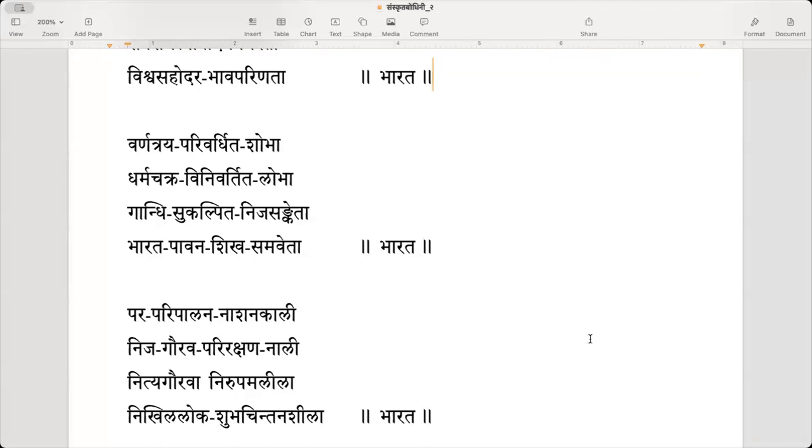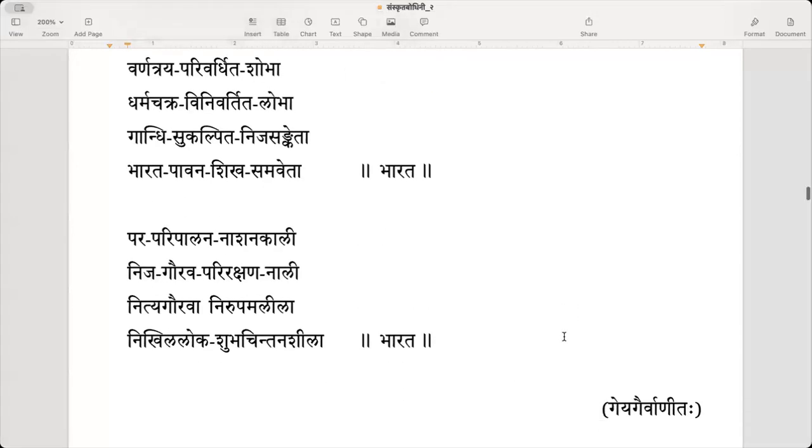The Dharma Chakram is the blue chakram that is there in the Indian flag, and that chakram is called Dharma Chakra. It is an Ashoka Chakram, more like a Dharma Chakra, because if you are inclined towards Dharma, then it automatically takes you away from the greed. Then Gandhi Sukalpita Nija Sanketa. This was thought of by Gandhi. Her sanketam, what it represents, its indications have been formulated well by Gandhi.